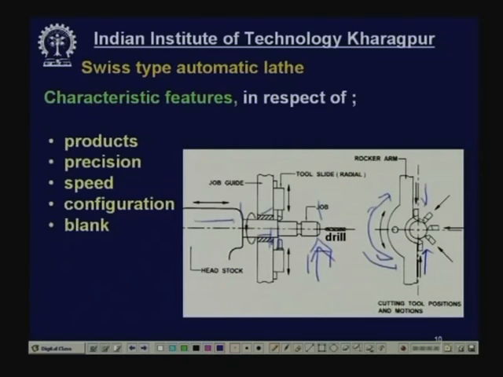These are basically used for very small tiny components, mechanical components, say these small pins used in say wristwatch or similar things.